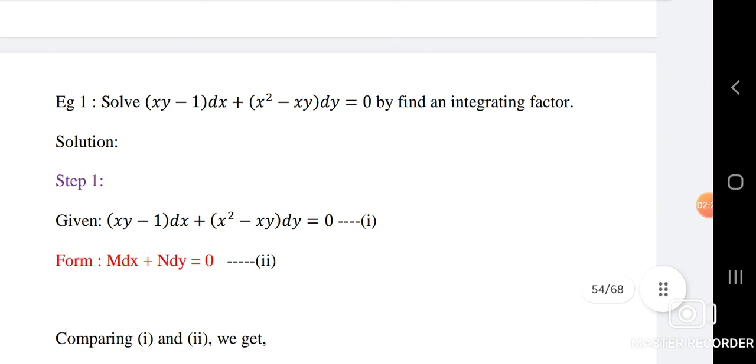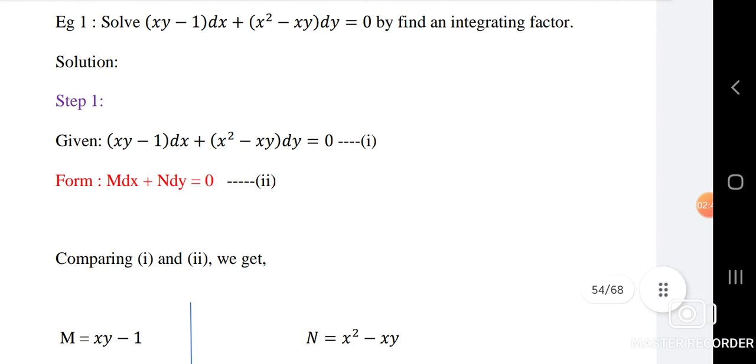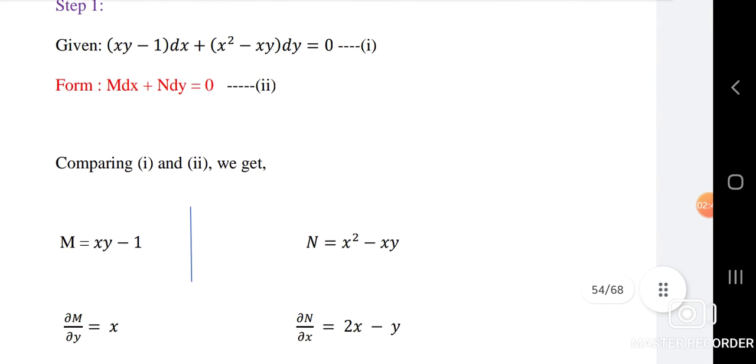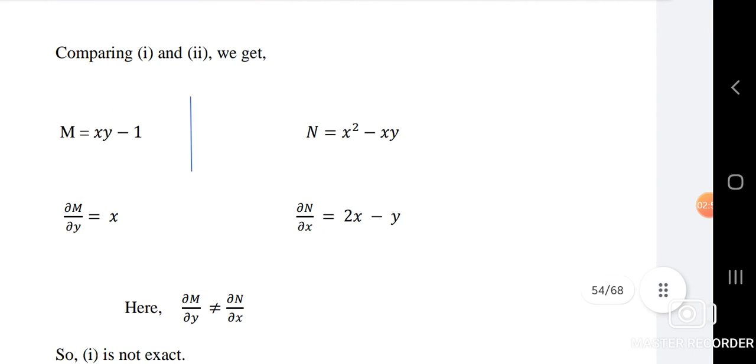Let's solve this problem. Solve xy minus... to find the integrating factor and multiplying the factor with the given equation. Then we solve this equation. Step 1. Write the given equation as equation 1 and write the form M dx plus N dy equals 0, and comparing 1 and 2 we get M and N.